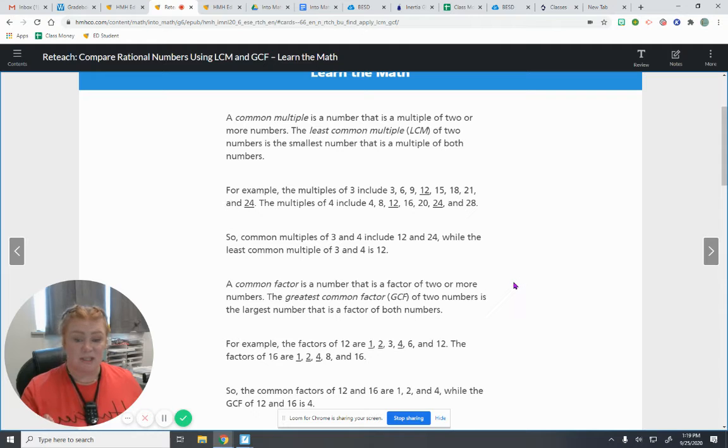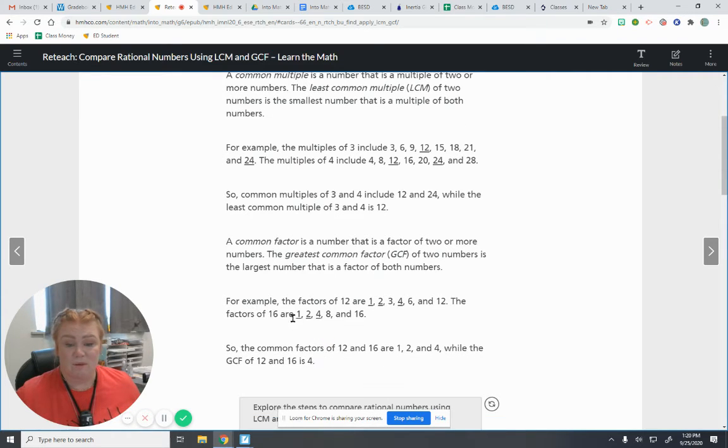Then factors go the opposite way. Factors are fewer. So we list numbers that when you multiply together equal that number. So we're looking at 12. 1 times 12 is 12. 2 times 6 is 12. 3 times 4 is 12. And then to make 16, 1 times 16 is 16. 2 times 8 and 4 times 4 is 16.